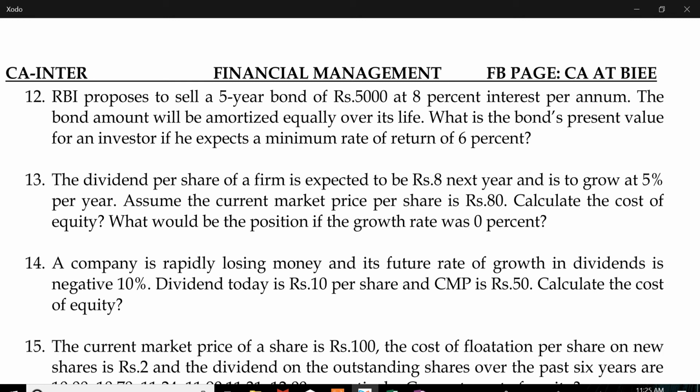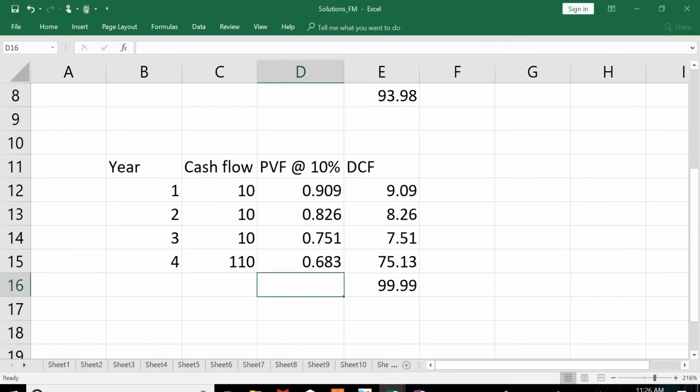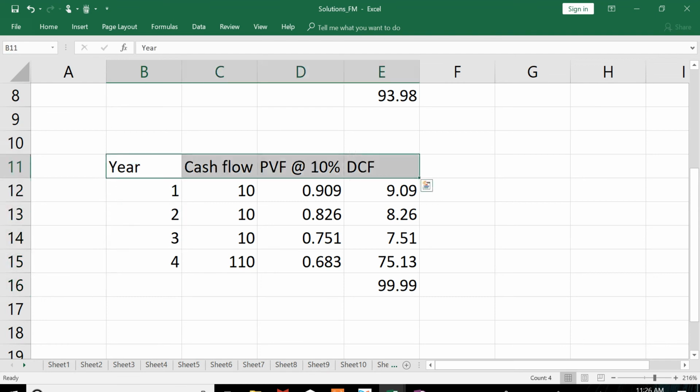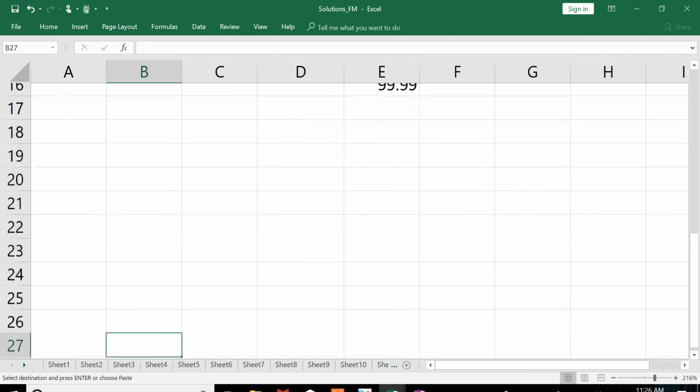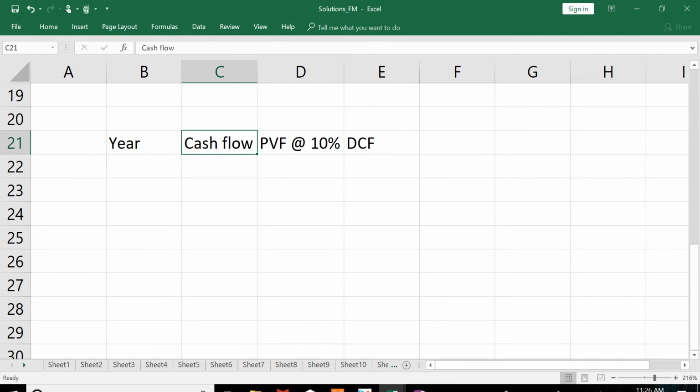Now, why this is critical is, first year you will charge interest on 5,000. Second year only on 4,000. Third year on 3,000. Fourth year on 2,000. Fifth year on 1,000. So, the interest will be on 5, 4, 3, 2, 1. That is how you'll have to calculate. Let's put it in that structure. Calculation of present value of the bond. Year, cash flow, PVF at 6%, DCF.